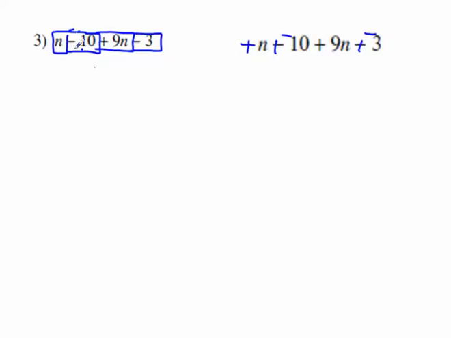Okay, then I need to combine. So here I have 1n and 9n. So that's going to give me 10n. And then on my constant terms, I've got a negative 10 plus a negative 3, so minus 13.